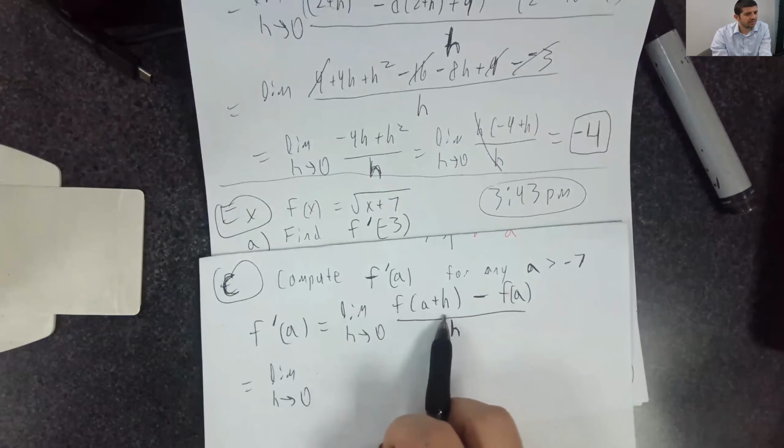Radical a plus 7. Okay, do you guys see that? So it's very similar to having a being -3, but I just have to keep it as a. Keep it as little a.